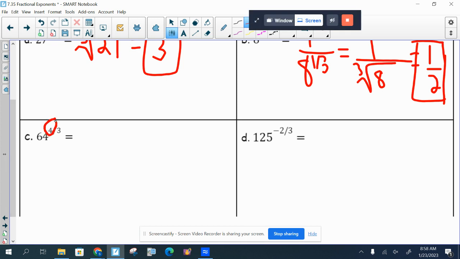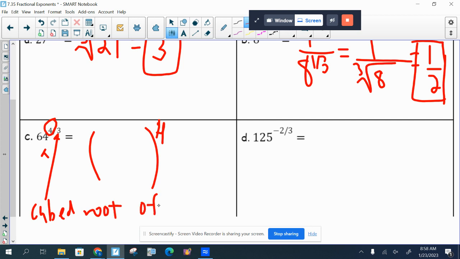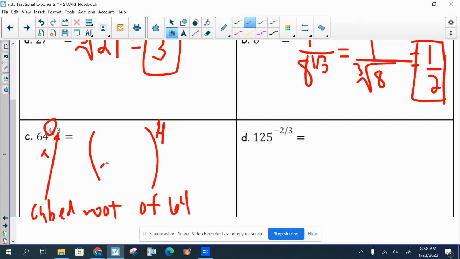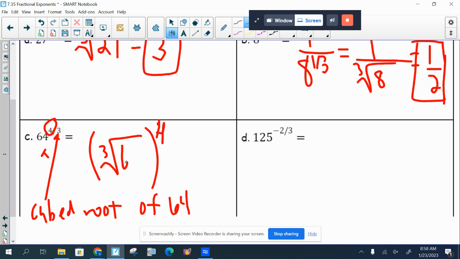So here, just remember, the 4 means it's to the power of 4. So the easiest way is to just set up parentheses, put the 4 there, and then take the root of whatever the denominator is. So the cube root of 64. So the 3 means cubed root of 64. Look up at the poster. Cube root of 64 is on there. It's 4.